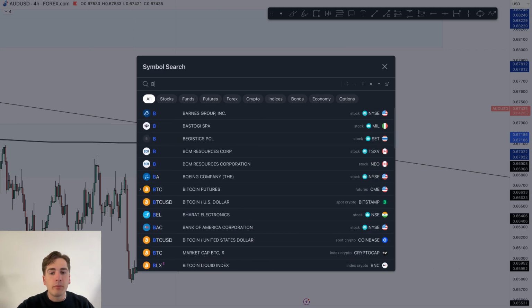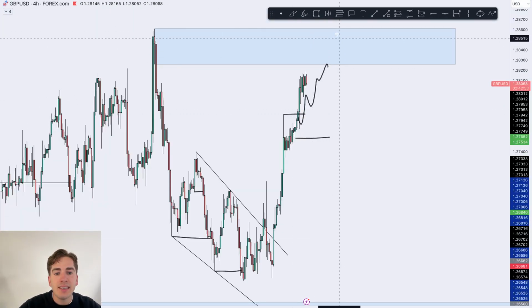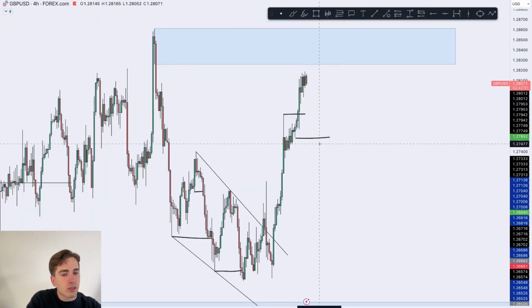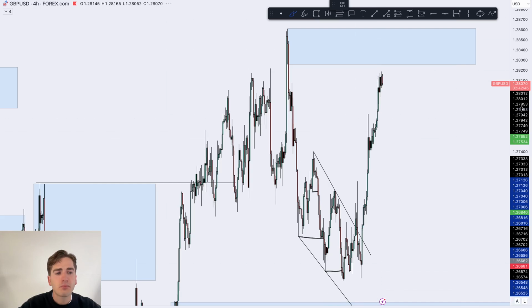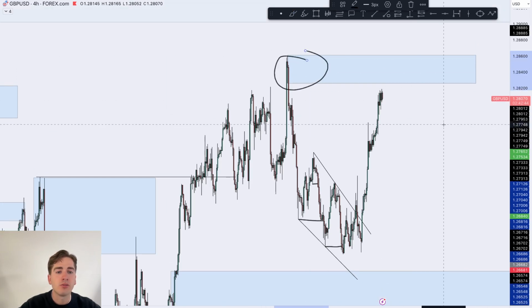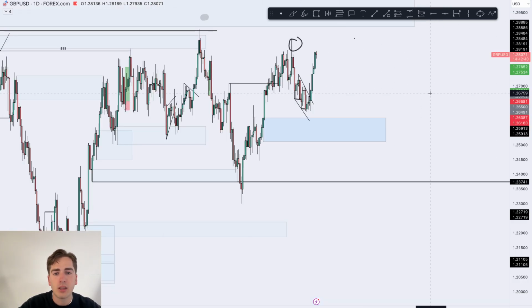Going into GBPUSD, what are we seeing there? Well, GBPUSD is nearly at that supply zone. We can see that last week's analysis played out pretty well. Overall bullish momentum is still there, waiting for this supply zone to get hit before I do anything big.